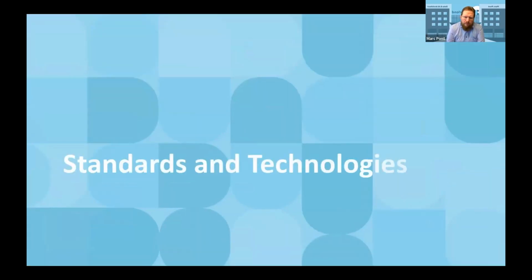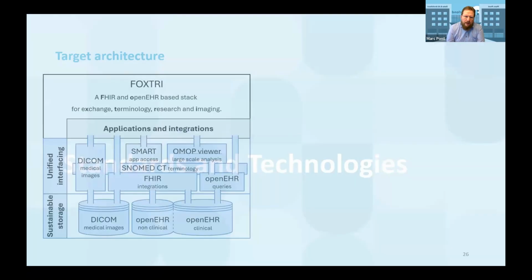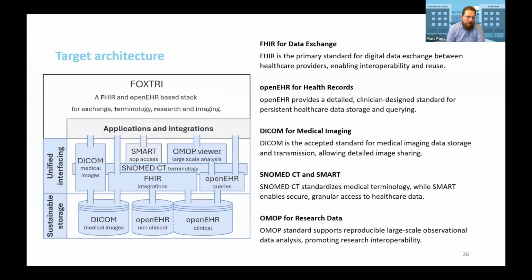So what standards and technologies do we use? We extended on existing stacks and ended up with what we internally call the Foxtrot stack. So in the sustainable storage layer, we aim for openEHR as the storage and DICOM for medical imaging. And then on top of that, we have FHIR for integrations and of course AQL, openEHR queries for items that aren't covered well enough by FHIR.